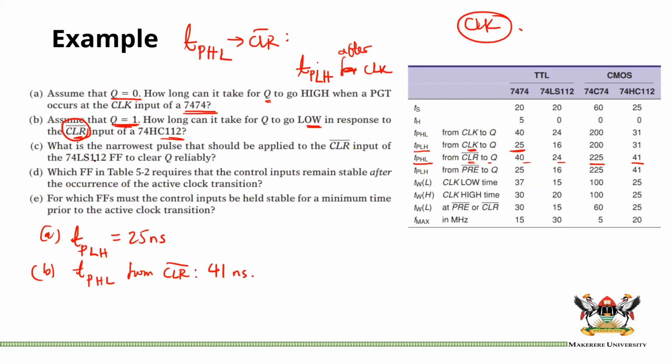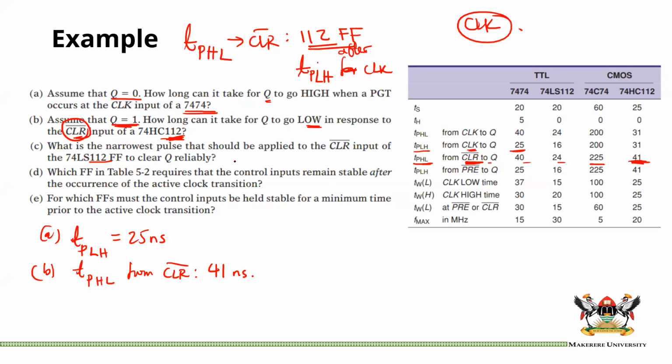And for a 74LS112 flip-flop, okay, 74LS. Okay, so let us look for that. That is, yeah, for a 112, sorry, 74HC. So we are looking for TP high to low for the clear input for that, which is 41 nanoseconds. And this is a table of values that are factual. These are not, we are not making these up.